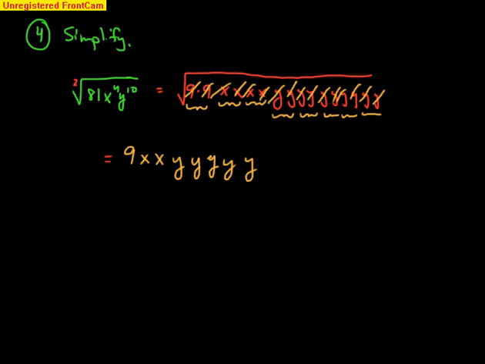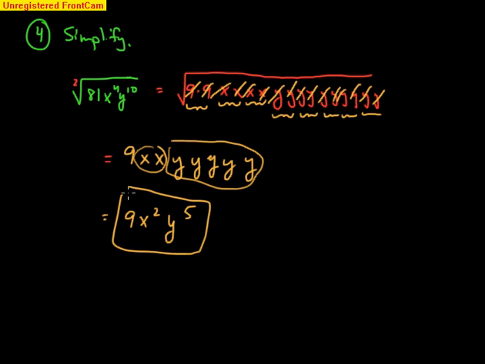Now, notice I crossed everything off, so the radical disappears. If something was left inside, you'd have to leave the radical, but there's nothing. And now let's just simplify this. All these x's and all these y's, we can write this nicer. The 9 stays alone. x times x is x squared. And y times y times y times y times y, 5 y's, y to the 5th. And there's the simplified radical.